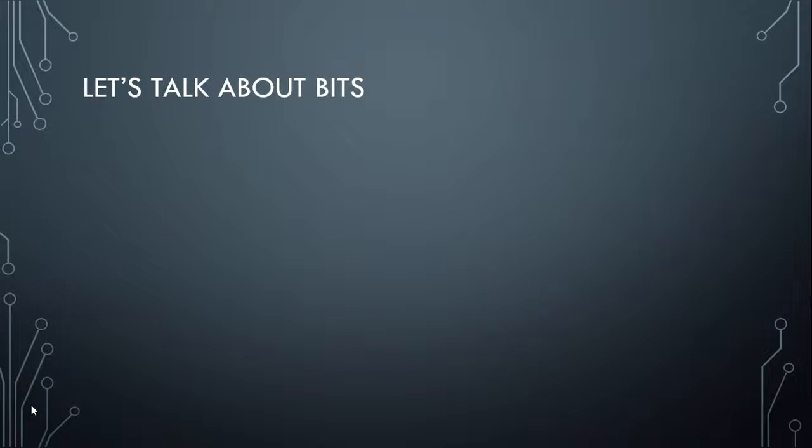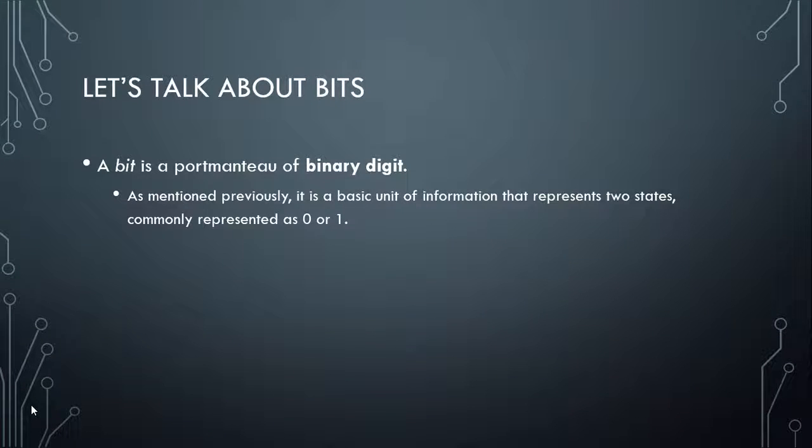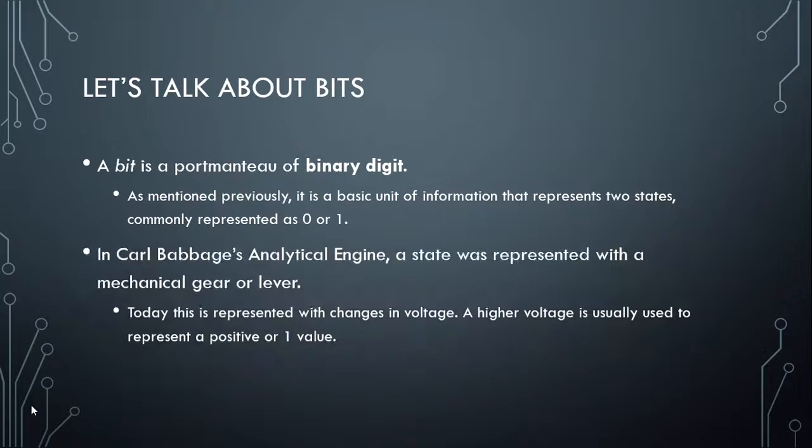All right, let's talk a little bit more about those bits. A bit is just simply a portmanteau of binary digit. Took the term, kind of crunched it down, made bit. Now, as mentioned previously, it represents two states, commonly represented as 0 or 1. And in Charles Babbage's analytical engine, a state was physically represented with a mechanical gear lever. So if you wanted something to go, you would push the lever up and something would happen. If you wanted it to stop, you'd pull the lever back.